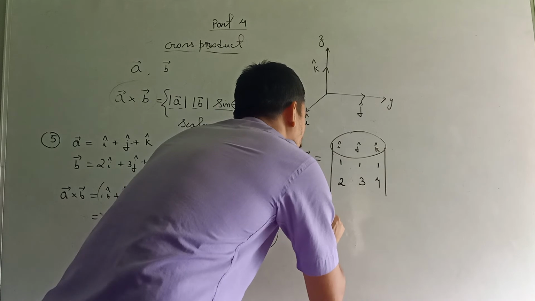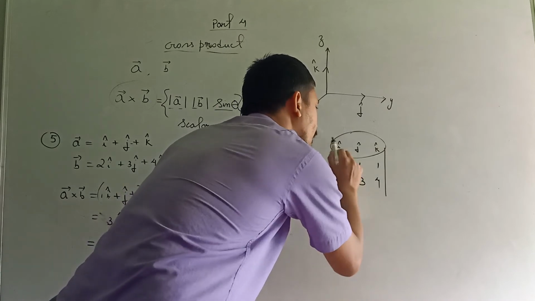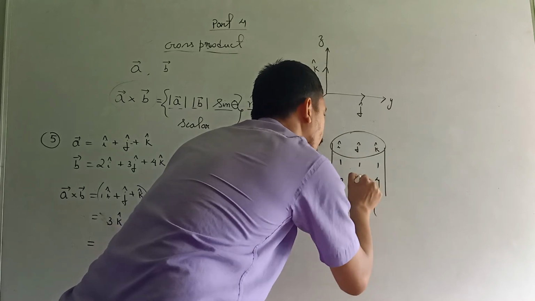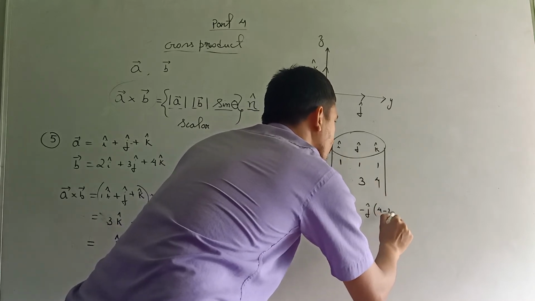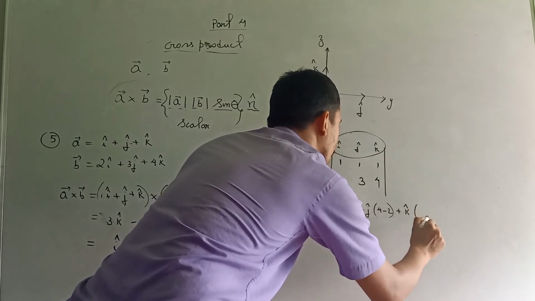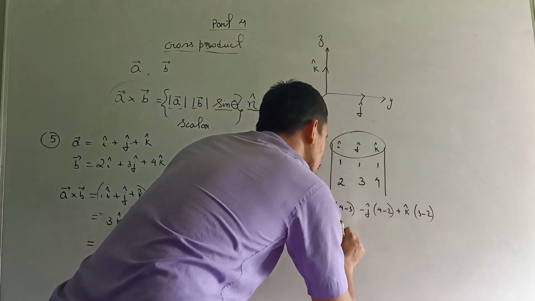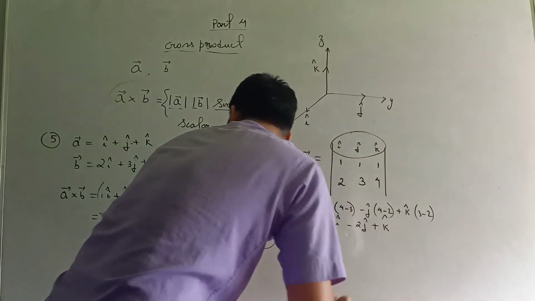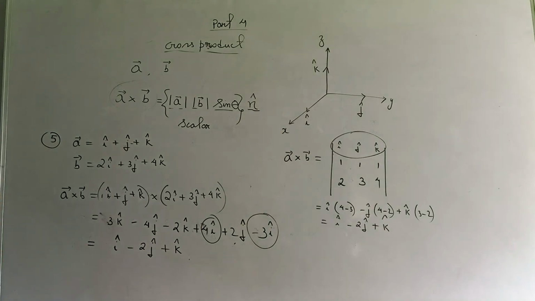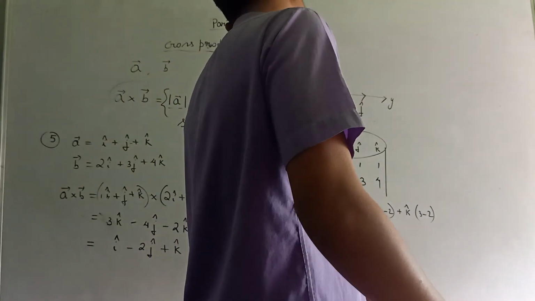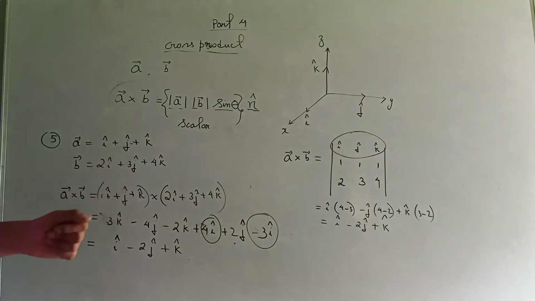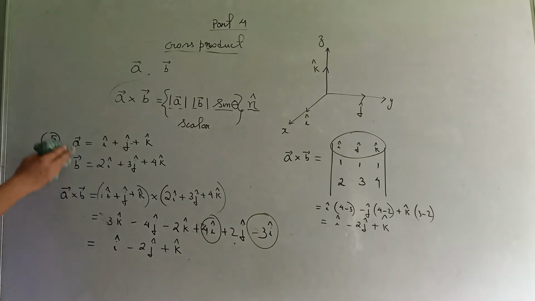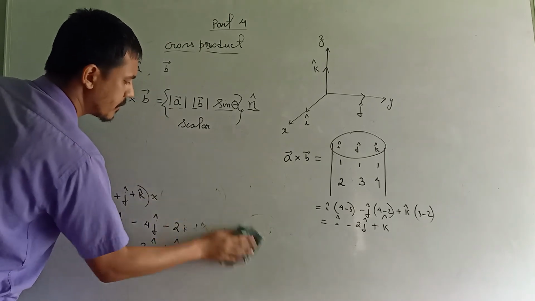If you expand along R1, then i cap times 4 minus 3, minus j cap times 4 minus 2, plus k cap times 3 minus 2. That gives you i minus 2j plus k. So A cross B can be simply evaluated using this determinant. Is it okay? So that is number 5.